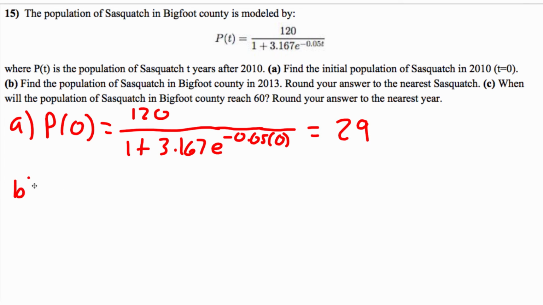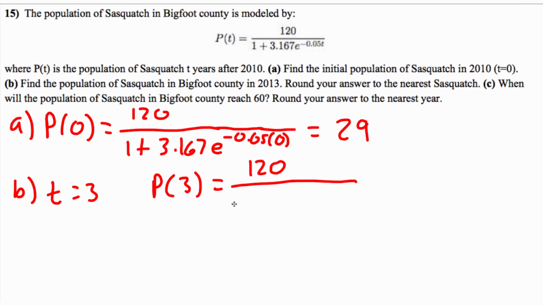In part B, we want to find the population in 2013. Well, if 2010 was 0 for a t-value, then 2013 would be a t-value of 3. So we're going to look at p of 3. So again, we're just going to take everything that we have and plug in 3 for that t-value. So we get 120 over 1 plus 3.167 e to the negative 0.05, and this time we're plugging in 3 for our t-value. When we type all of that into our calculator and round to the nearest Sasquatch, we should get about 32 Sasquatch.